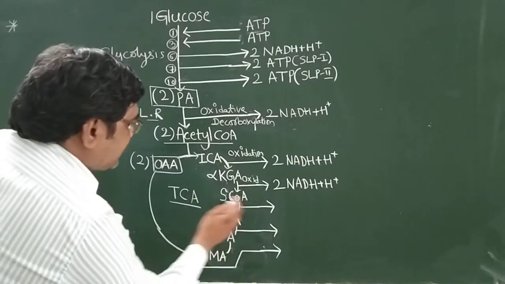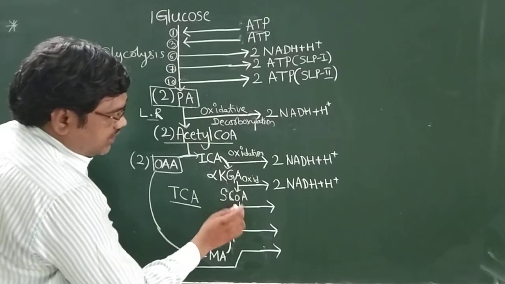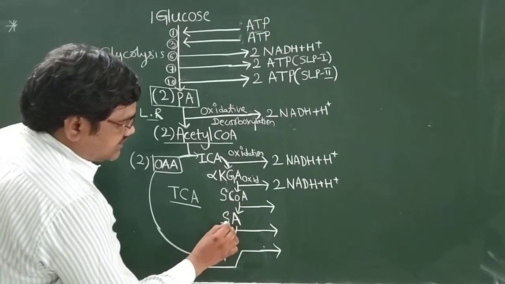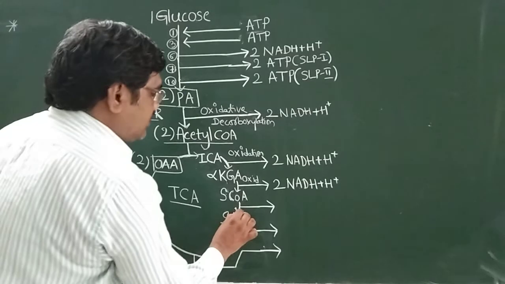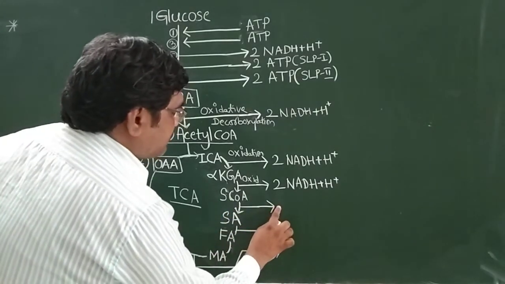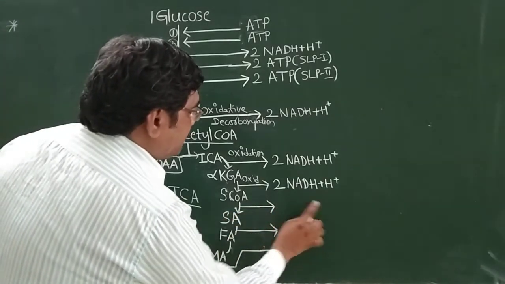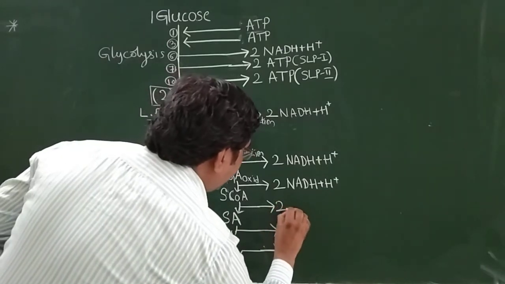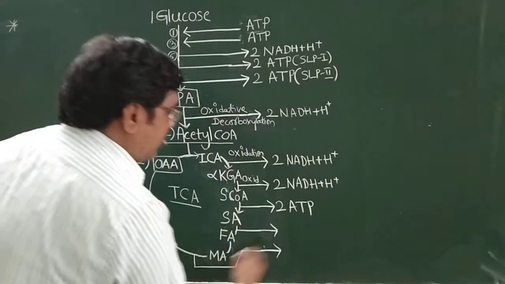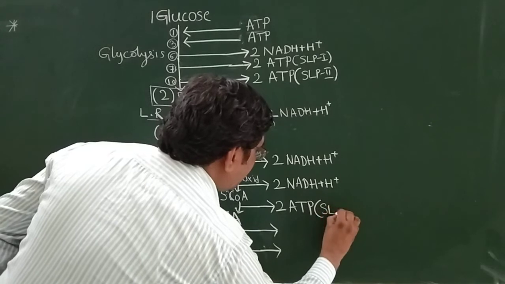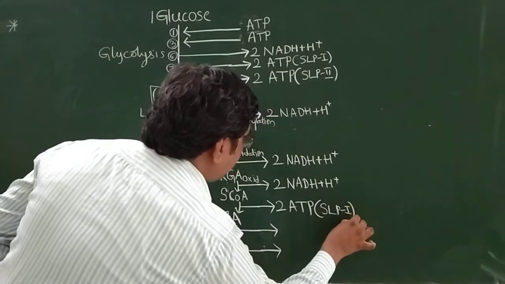Next reaction in the Krebs cycle: succinyl CoA is converted into succinic acid. During this reaction, this is the substrate level phosphorylation. ATP molecules are directly produced. Here two ATP molecules are produced. So this is the substrate level phosphorylation in the Krebs cycle.